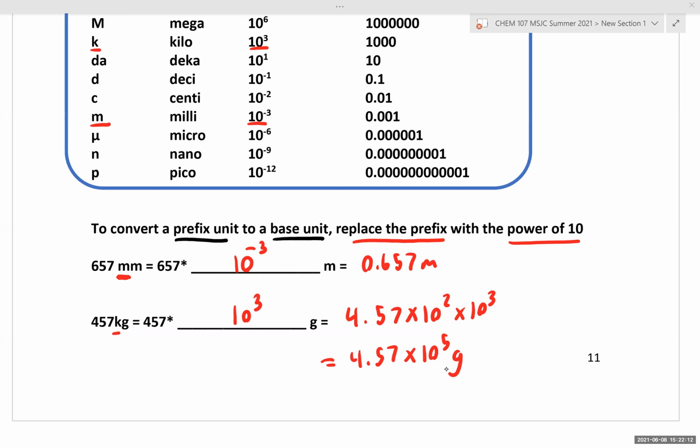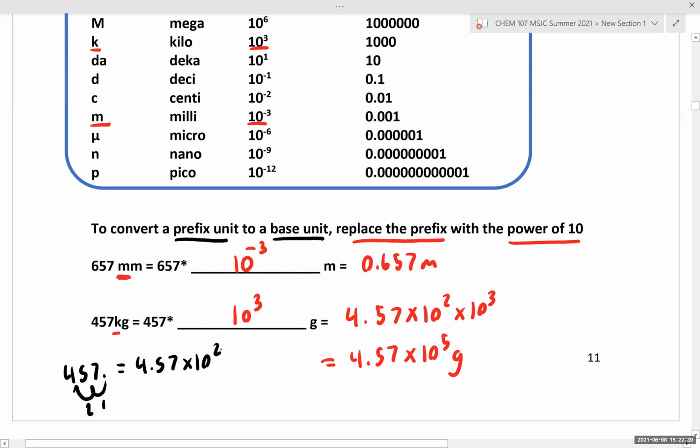Does this example of prefix to base unit metric conversions make sense? Sorry, where'd you get the 4.57 times 10 to the second from? So I took 457 and I just converted it to scientific notation by moving my decimal point two spaces. Oh, got it, I see. Any other questions I can address?